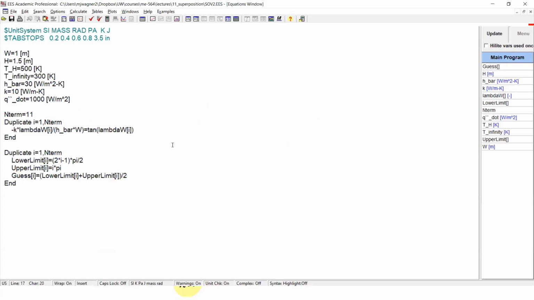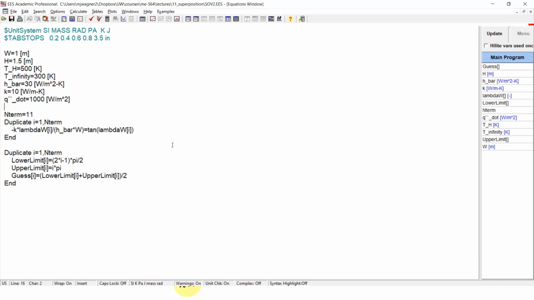Okay, so here's my problem. I've written out the information for this particular situation. We have a rectangular domain. The specified temperatures, T_H and T infinity, are certain values. We'll say h bar is 30, conductivity is 10, and heat flux is 1,000. Those are all the things we needed to set up the boundary conditions.